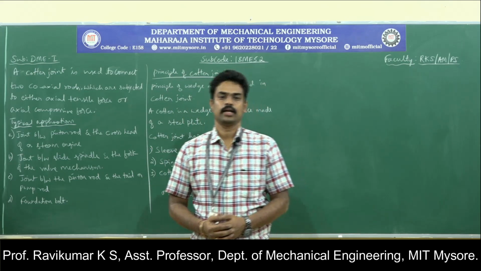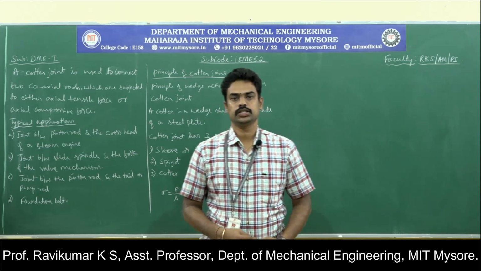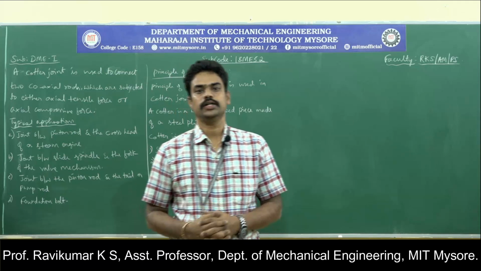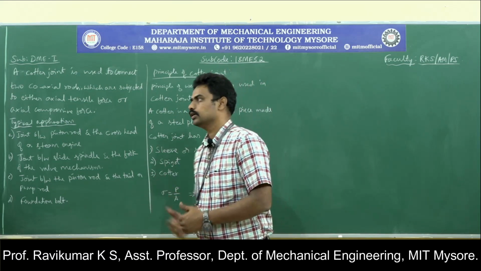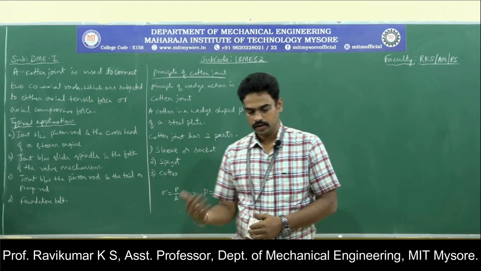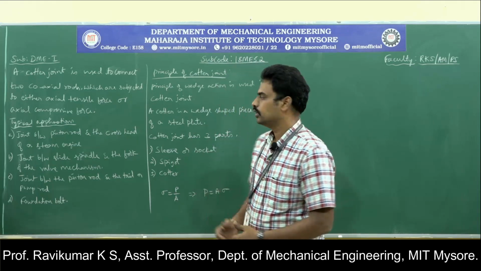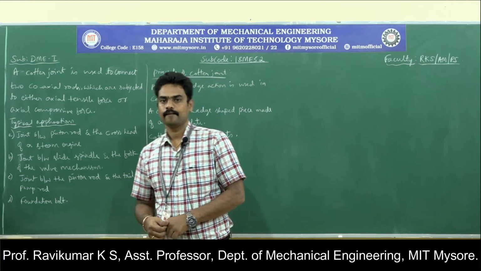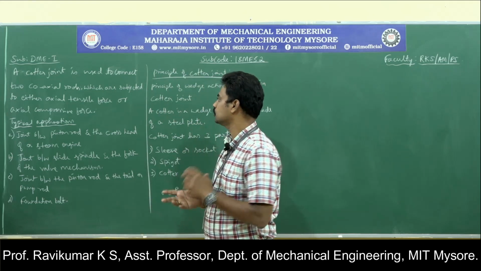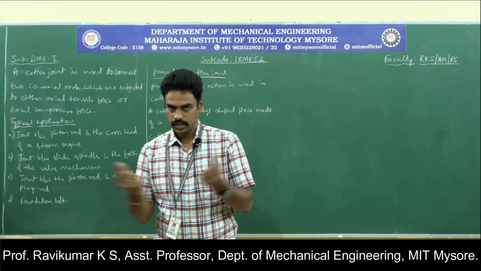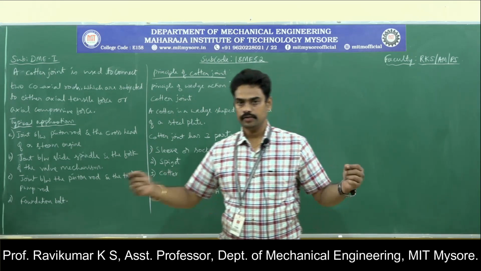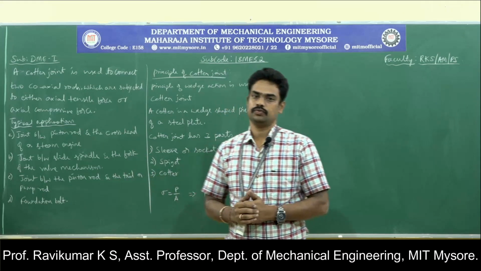Hello everyone. In the previous session you discussed the knuckle joint. In this session we will continue our discussion on the joints, and we will take up the quarter joint. A quarter joint is used to connect two coaxial rods which are subjected to either tensile force or compressive force.